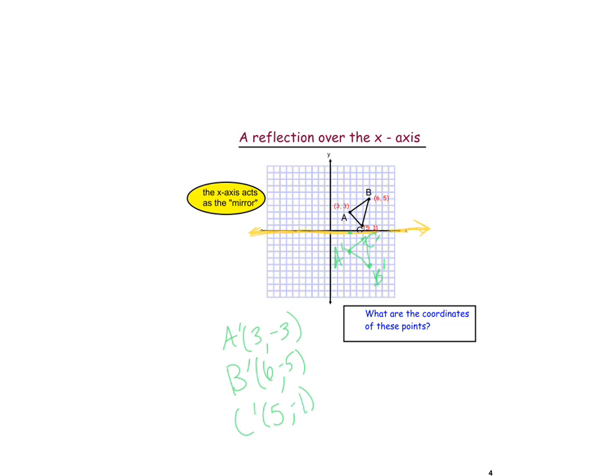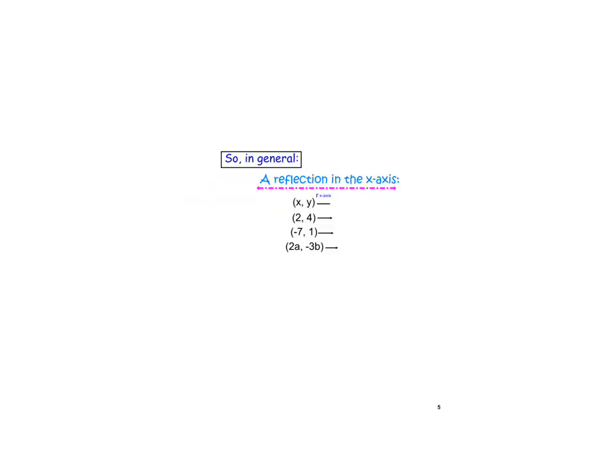So again, if you're looking at what happens to the coordinates here, you'll see that there's a pattern, which I'll talk about on the next slide. So a reflection in the x-axis, what happens here is that x stays the same this time and y becomes the opposite. So if I look at each of these examples and I take the x and keep it the same and make y the opposite, I will get the new coordinates. So these are the coordinates we end up with.